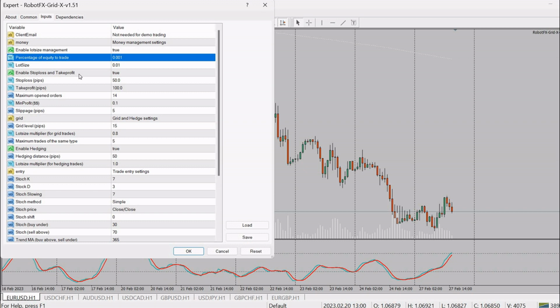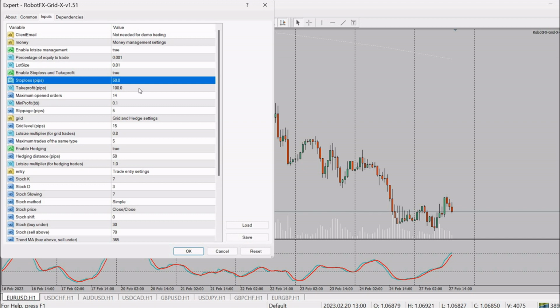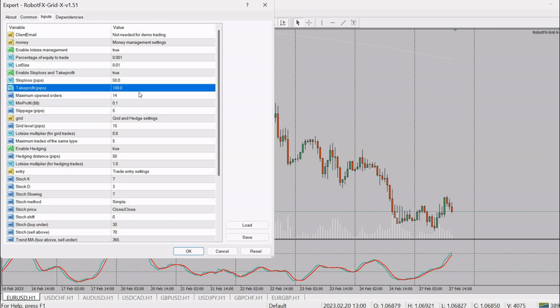Now we have the possibility to disable the stop loss and the take profit by simply setting this to false, enable stop loss and take profit. However, if you want to use them, make sure it is set to true and that you enter your desired values for stop loss and take profit.